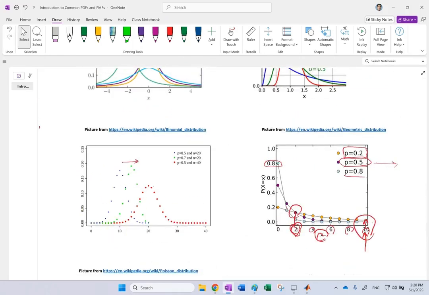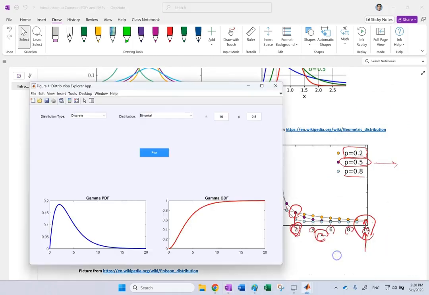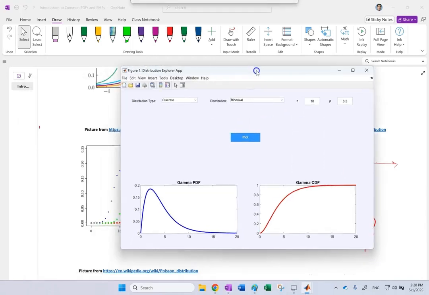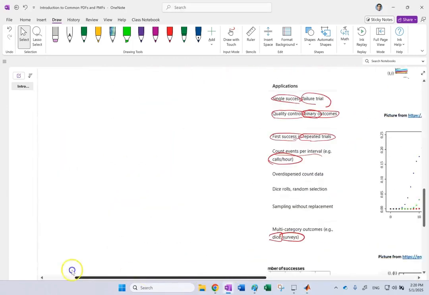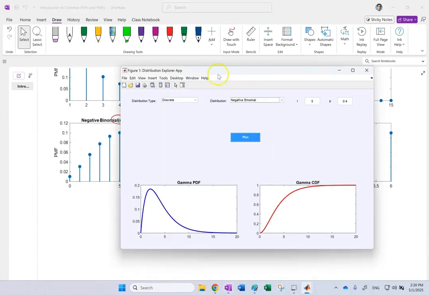Okay. Let's see, do I have a plot of that here? No, but if you want, I can use my application here and show you what happens when R or P are changing. So this is my application. I can go to discrete and go to negative binomial. So this is R of 5 and 0.4. Which numbers did we use in this plot? Yes, 5 and 0.4. So that is how it looks.